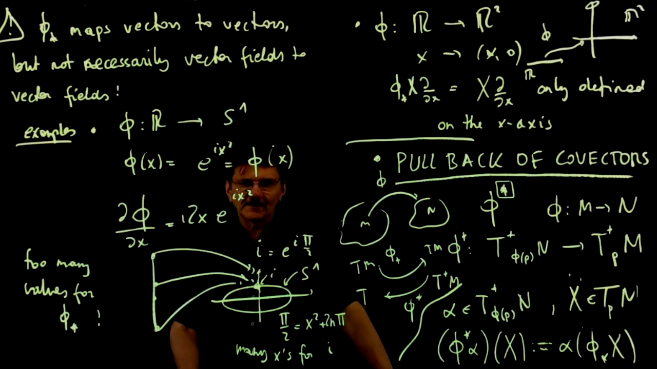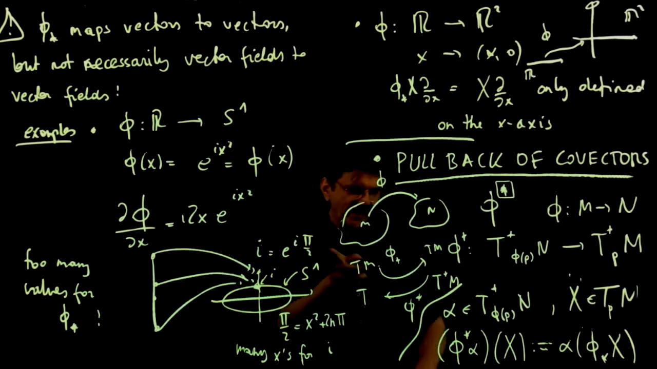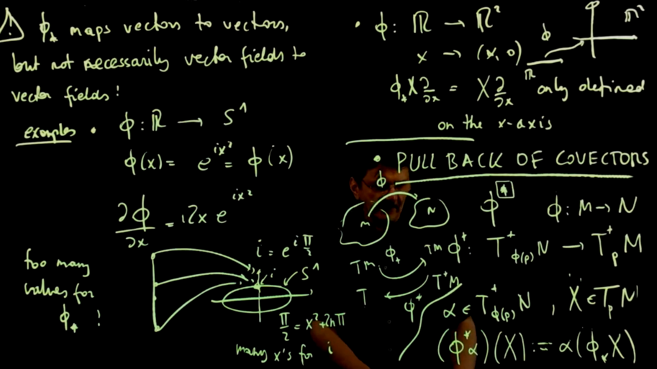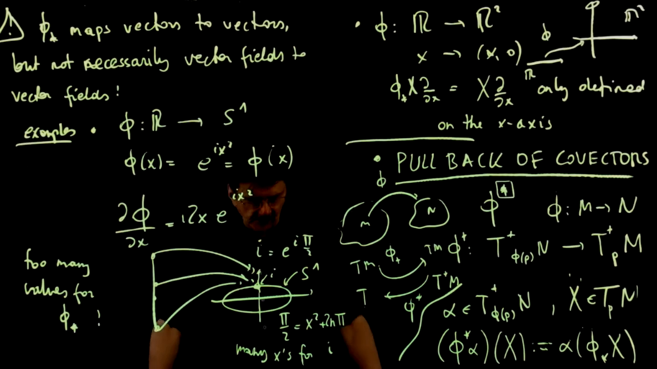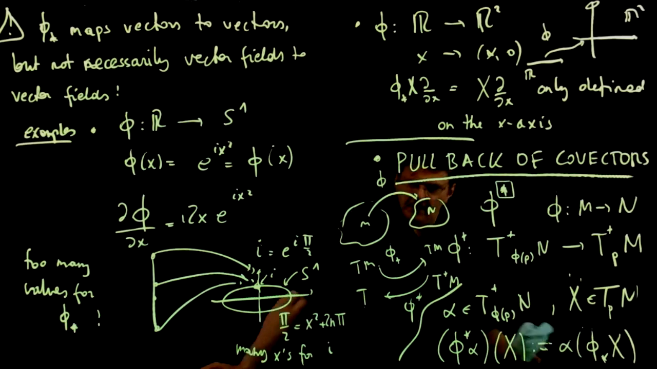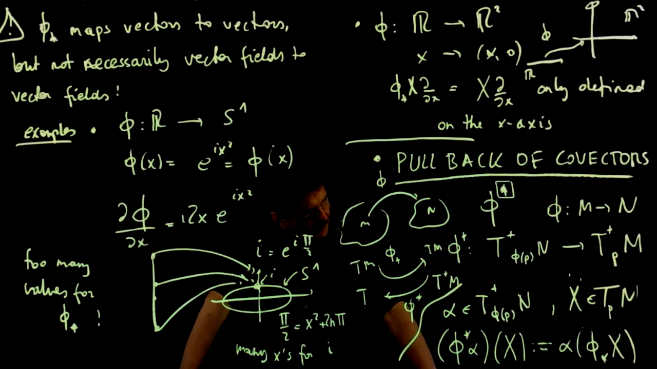Why am I doing this at all? So now this defines a covector field always. So that's the nice thing about it. You don't have to worry about multiple images or anything like that. This defines a covector field, and I can just see this from the explicit formula in coordinates, for example. How can one see that this is better behaved than the other definition?